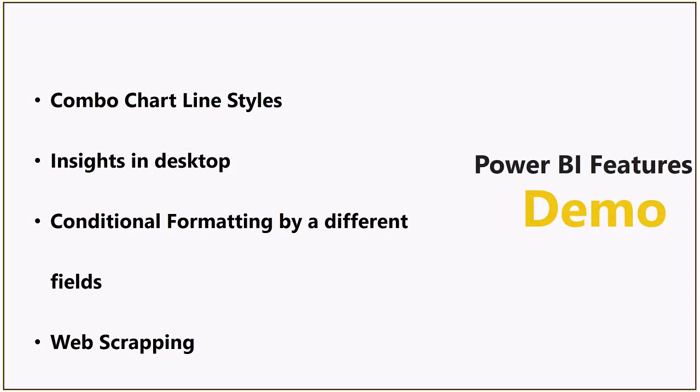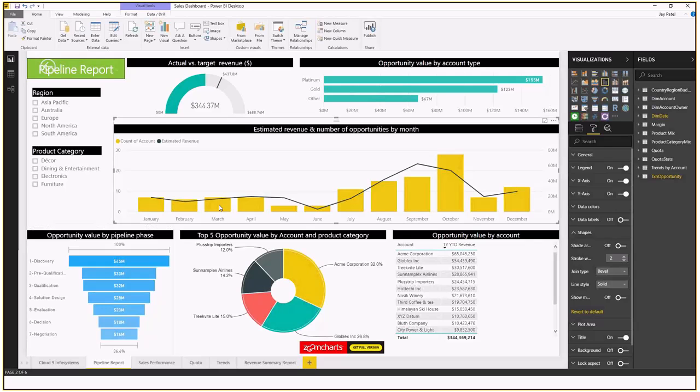Then the next feature was insights into desktop. So this is interesting. Right click on any of the bar, and then you can see that analyze here. Then it will show you that explain the increase. So as you can see here, previously it was count of account were 6 in the February, and in the March we have 7. So it will explain the increase into that value.